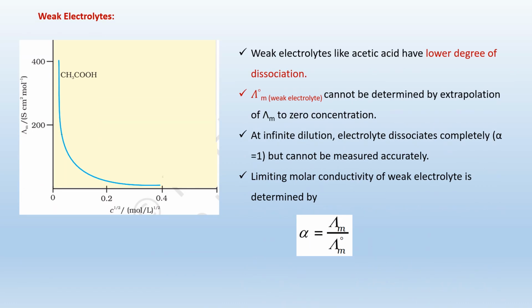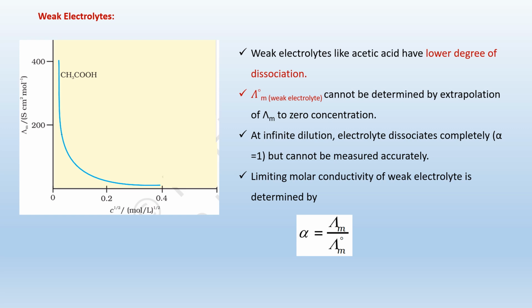Molar conductivity for weak electrolyte. Here also the molar conductivity increases for the decrease in the concentration. If you decrease the concentration, the molar conductivity will increase, because molar conductivity is inversely proportional to concentration. The typical example here, the electrolyte is acetic acid. Acetic acid is a weak acid, right? It has a very low degree of dissociation.